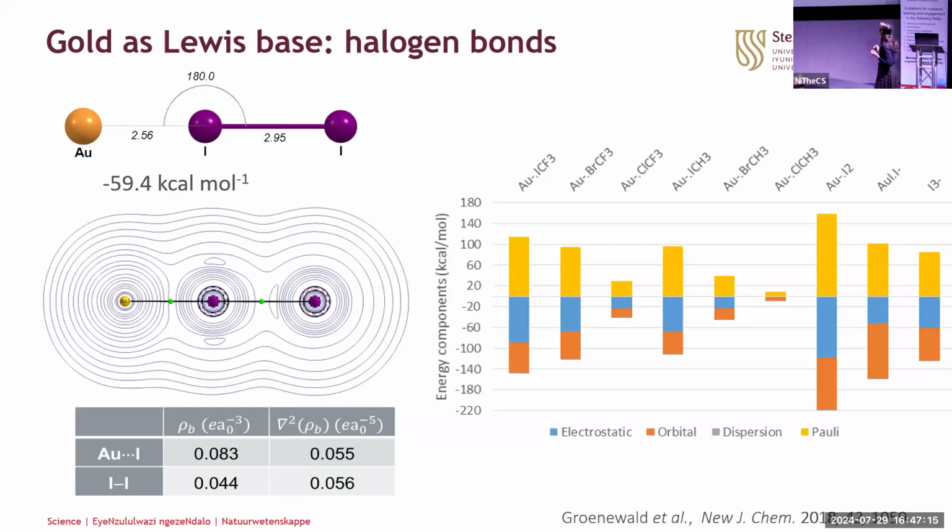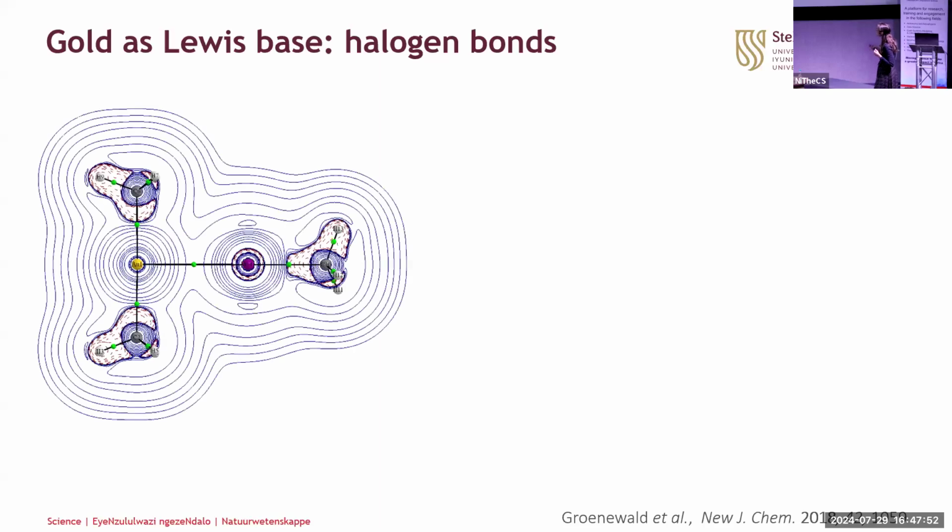And we can see from the energy decomposition analysis, so here's the gold, that this interaction is very much bound by orbital interactions, and that a better description of this is that it's actually a gold iodide interacting with an I minus. This description here is actually a better description of what's going on. So these halogen bonds are very strong.